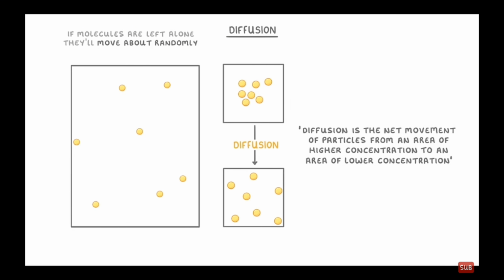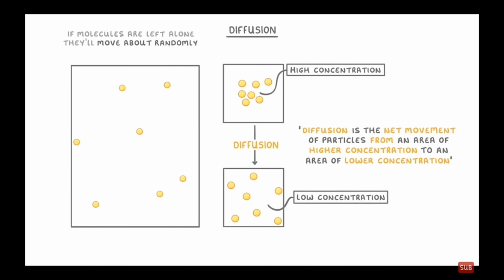And the definition that you want to remember is that diffusion is the net movement of particles from an area of higher concentration to an area of lower concentration. Or in other words, the particles will move from where they're all bunched up, which we can think of as a high concentration of particles, to where they're more spread out, which we describe as a low concentration.